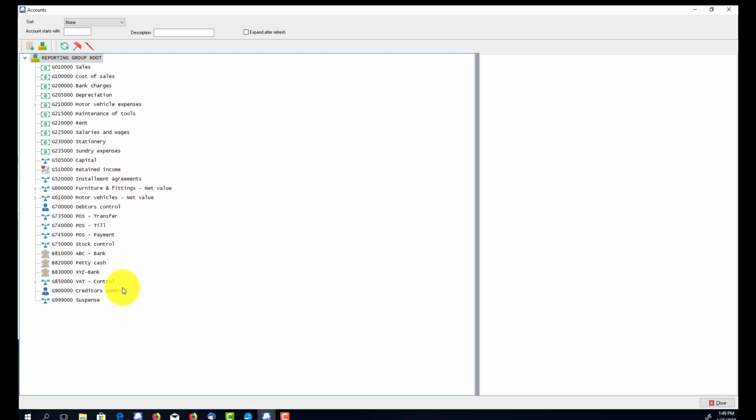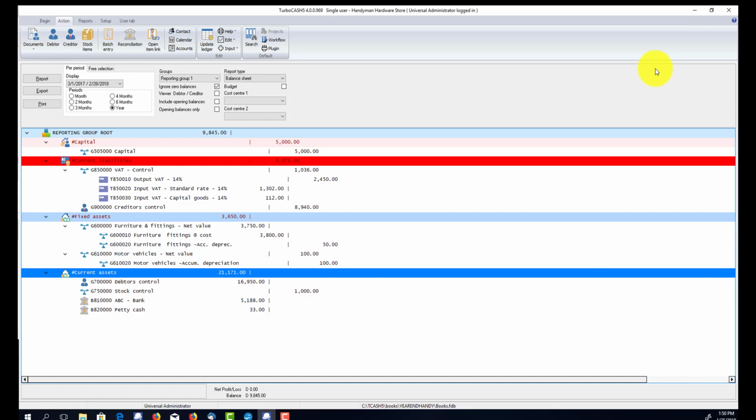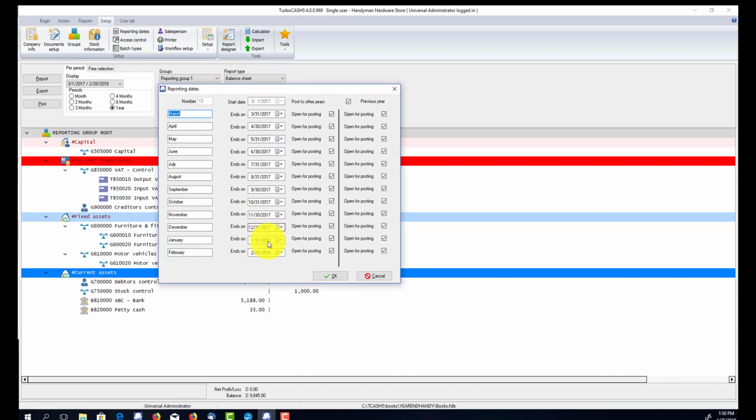These accounts here, the balance sheet items such as my liabilities and my assets, bank account, cash, the stock account, these all retain their value. They're not changed, they carry their balances through. Let's have a look at that in action. So remember that in my setup, my reporting dates are finishing on the 28th of February 2018.